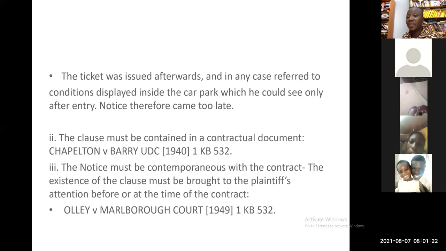Then we are also making the point that the notice of the exemption clause, not requiring signature, must be given contemporaneous with the contract. It must be given either before or at the time that the contract is being made. Then you know the old case of Olley v Marlborough, the couple that went to the hotel.